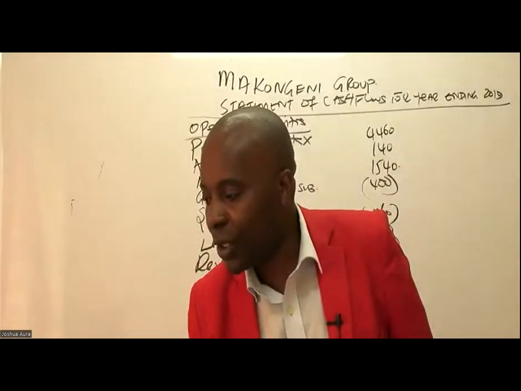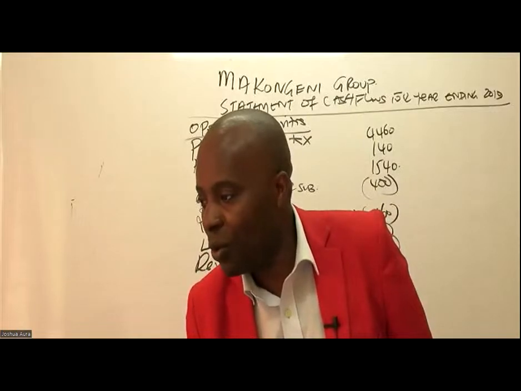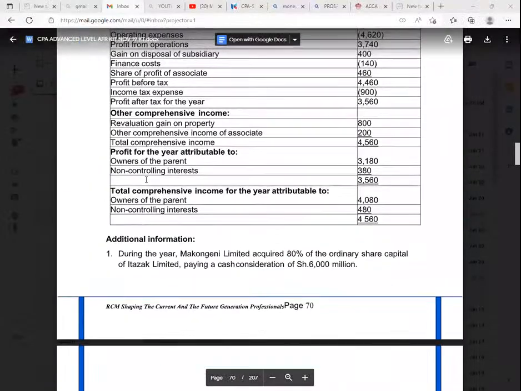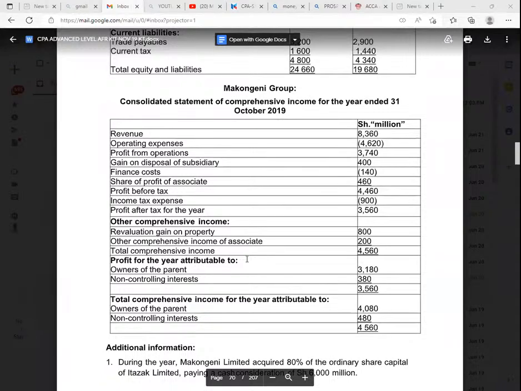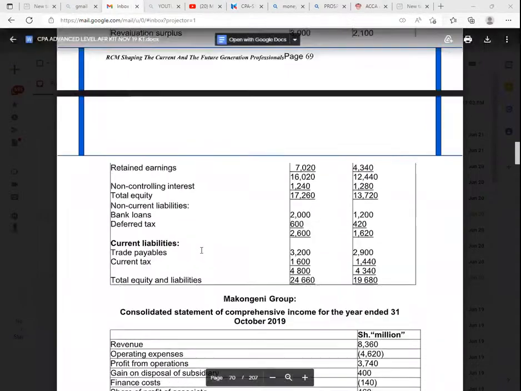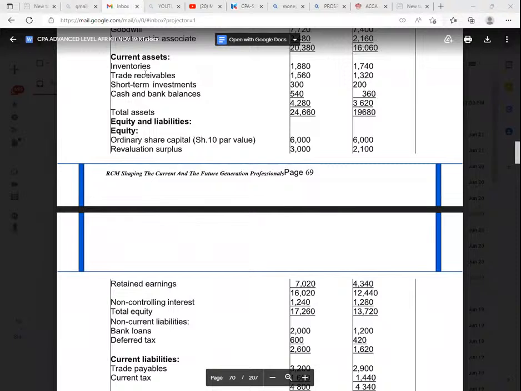So receivables, ladies and gentlemen, what do we have under receivables? Under receivables, I can see the opening receivable. Remember, receivable is OC. Opening receivable is 1320, closing 1560. So it is 1320 for receivable, I'm taking 1320 minus 1560.